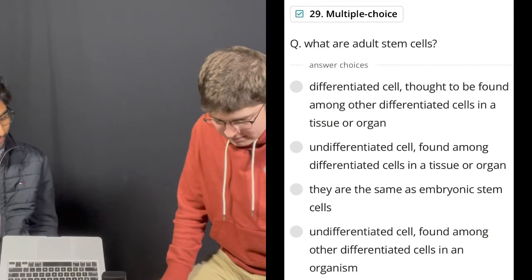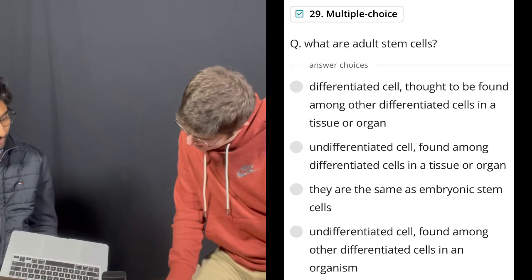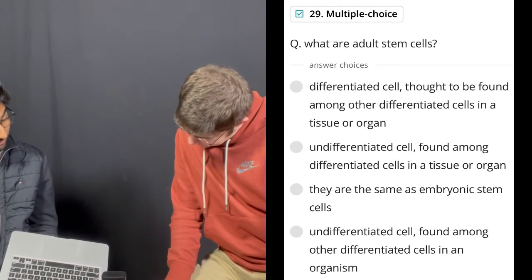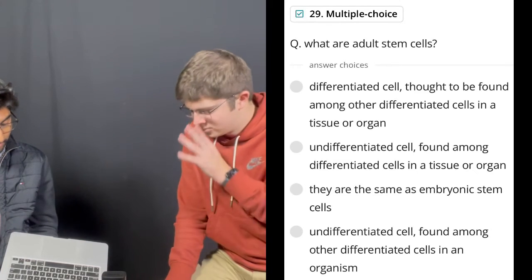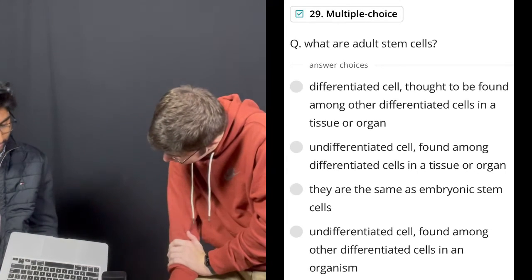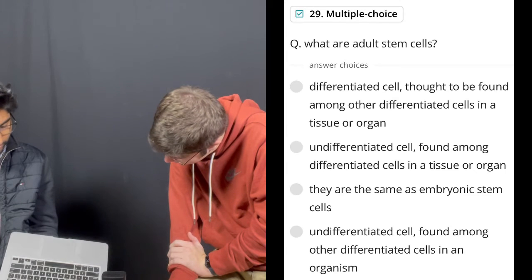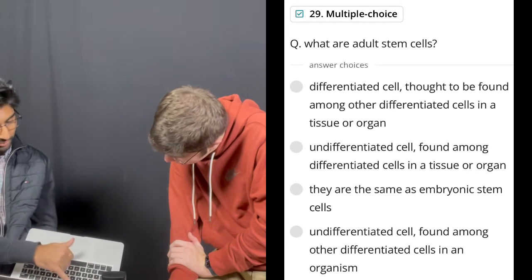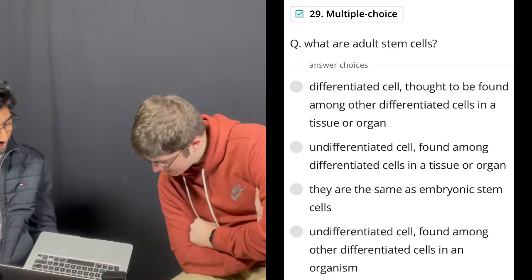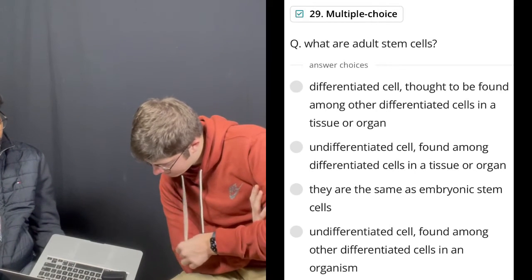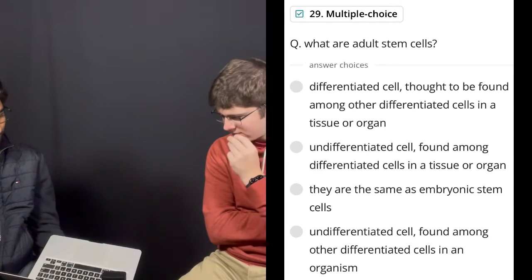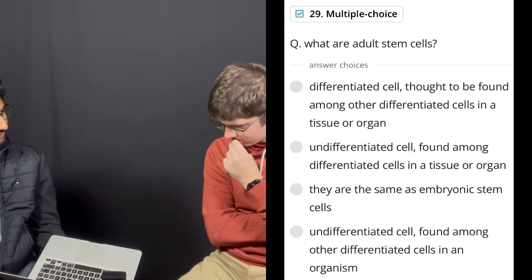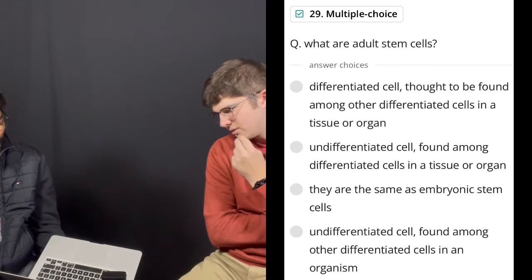Second to last question. What are adult stem cells? A, differentiated cell thought to be found among other differentiated cells in a tissue or organ. B, undifferentiated cell found among differentiated cells in a tissue or organ. C, they're the same as embryonic stem cells. Or D, an undifferentiated cell found among other differentiated cells in an organism. The difference between B and D is one's organisms, one's tissue or organ. This is an interesting one. So it's not A or C. It's between B and D.